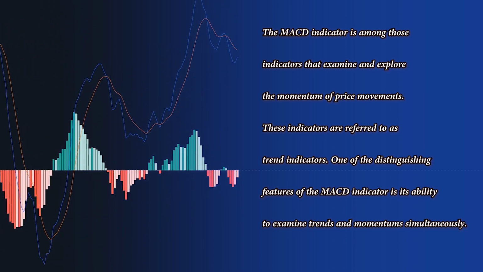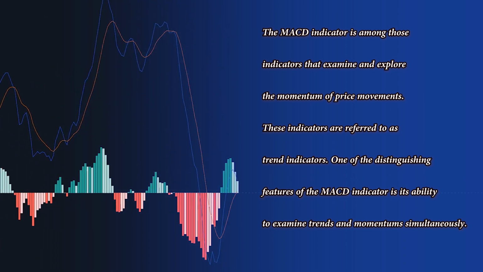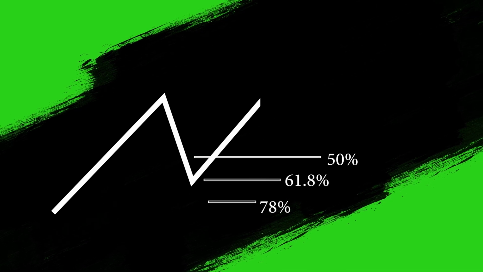One of the distinguishing features of the MACD indicator is its ability to examine trends and momentums simultaneously. To achieve this, the MACD indicator subtracts the moving averages in smaller intervals from the moving averages in larger intervals. In the definition of the MACD indicator, momentum refers to the fluctuation of price movements over time periods. Identifying price momentum in the forex market is a crucial tool for traders.